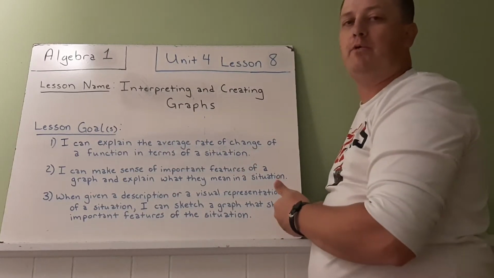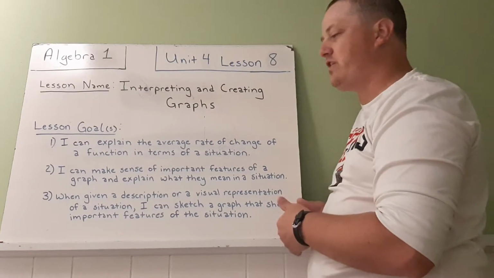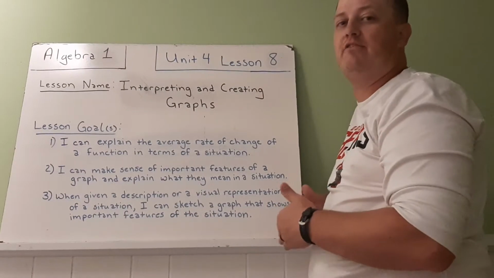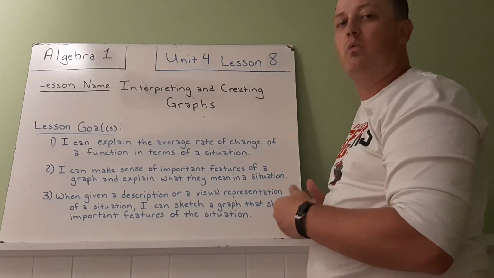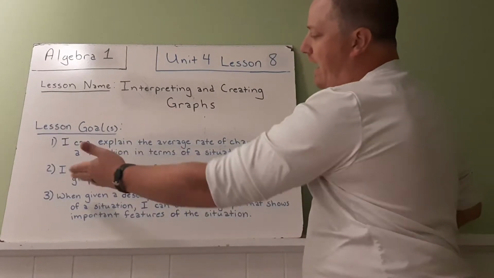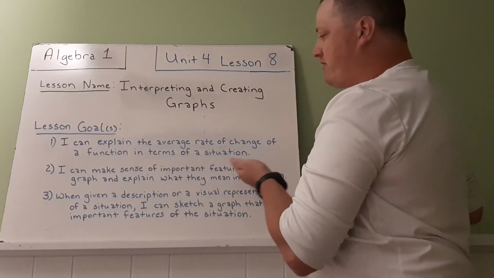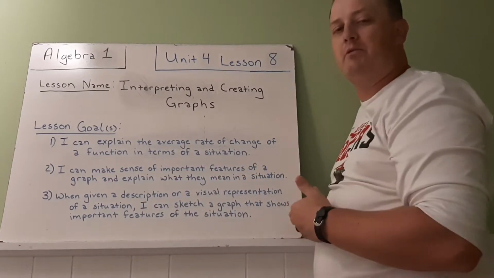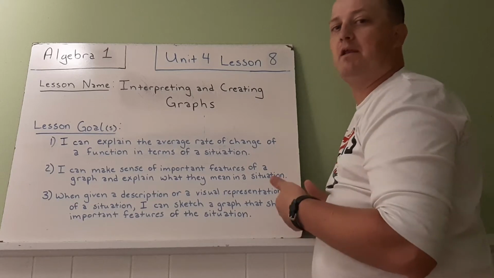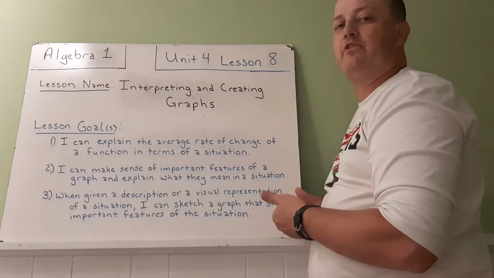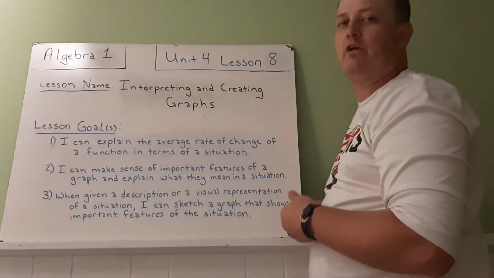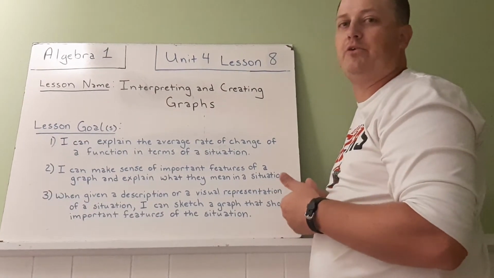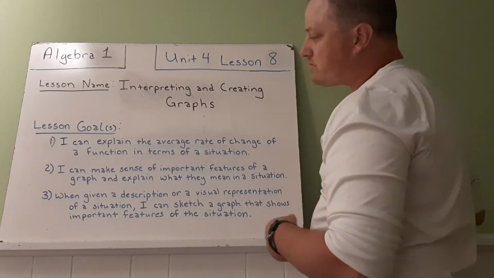So we want to be able to take our understanding of rate of change and be able to explain what it means in each individual graph or situation. What is it showing? I can make sense of important features of a graph and explain what they mean in a situation. Remember some of the important features, such as a minimum or a maximum, the intercepts. We want to be able to look at those and understand what they mean within the graph and be able to explain that to other people.